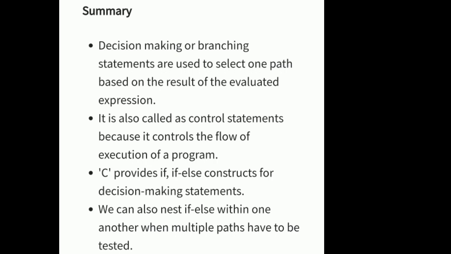Decision making or branching statements are used to select one path based on the result of the evaluated expression. It is also called a control statement because it controls the flow of execution of a program. C provides if else constructs for decision making statements.